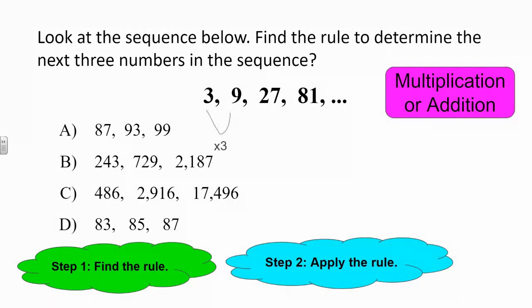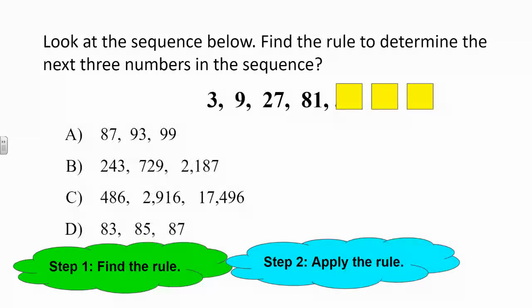So I got to think, okay, 3 times what is 9? 3 times 3 is 9. Let me test that rule again. Is 9 times 3 27? Yes, it is. And I might do a little side problem. Is 27 times 3 81? It sure is. So now that I know what the rule is, I am now going to apply the rule.